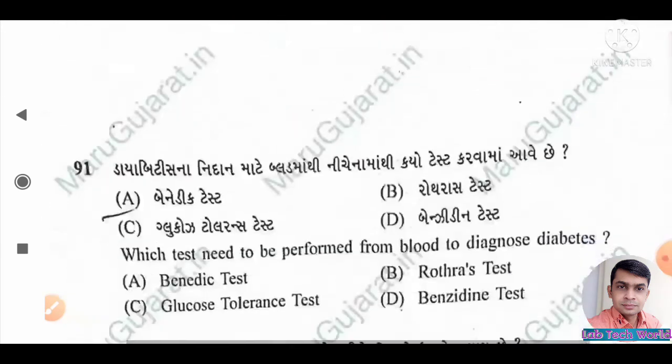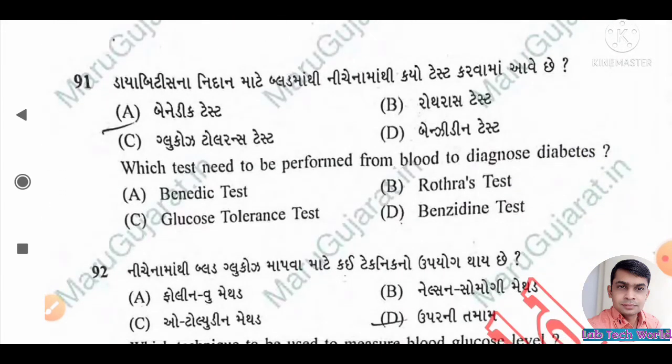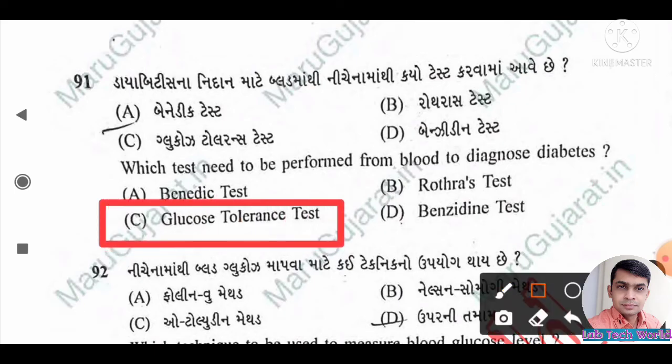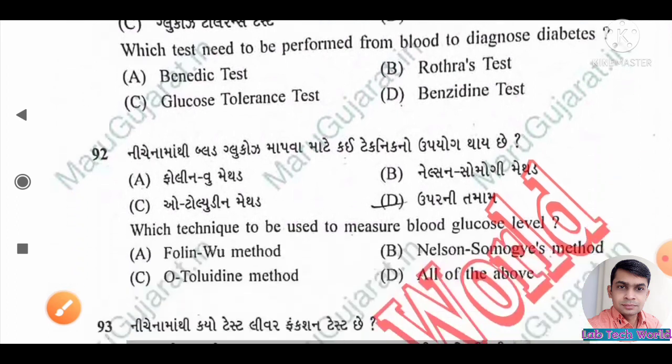Move to the next question, number 91. Which test needs to be performed from blood to diagnose diabetes? Options: A Benedict's test, B Rothera's test, C glucose tolerance test, D Benzedine's test. And the correct answer for this question is C, glucose tolerance test, that is used to diagnose diabetes. So option number C is the correct answer for this question.